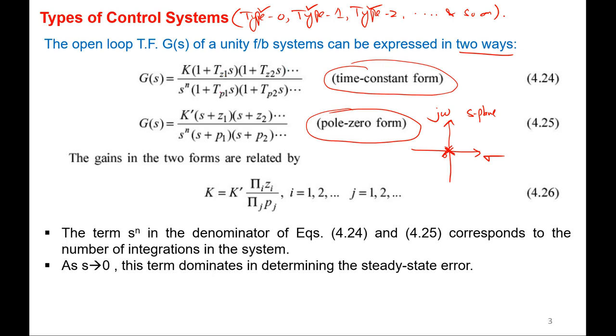Here in the denominator, T_p1 of s, T_p2 of s and so on, right? Because the numerator terms will give me the zeros, the denominator terms will give me poles. So suitable notations we have to use, right?